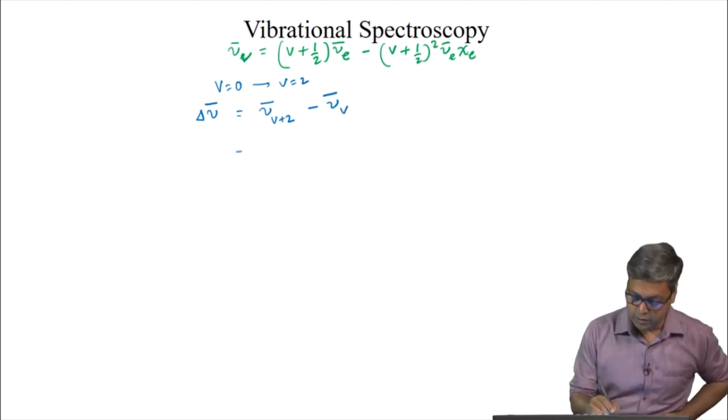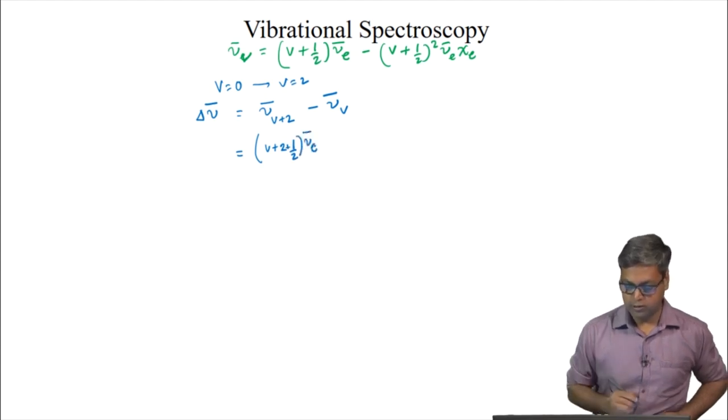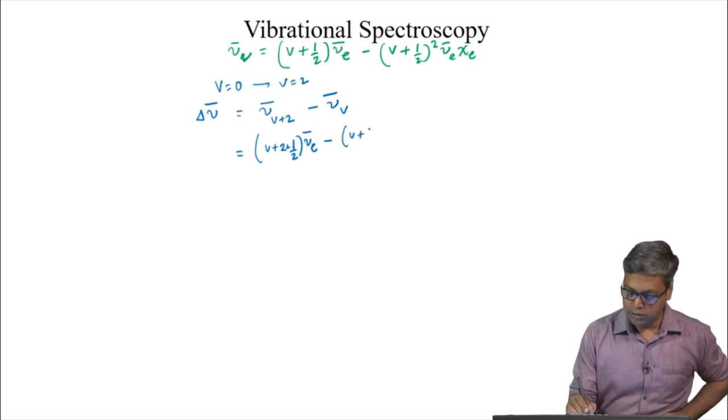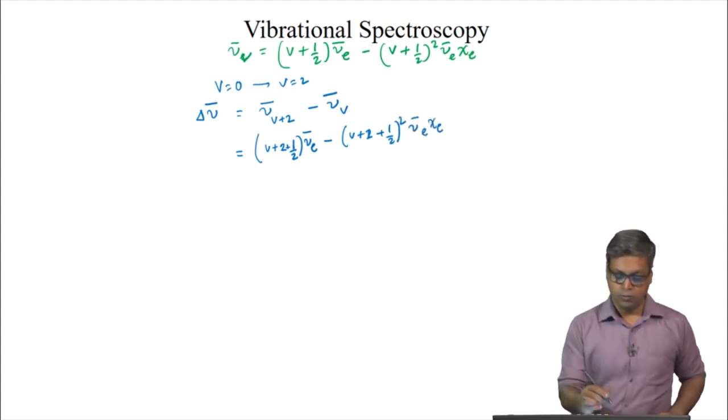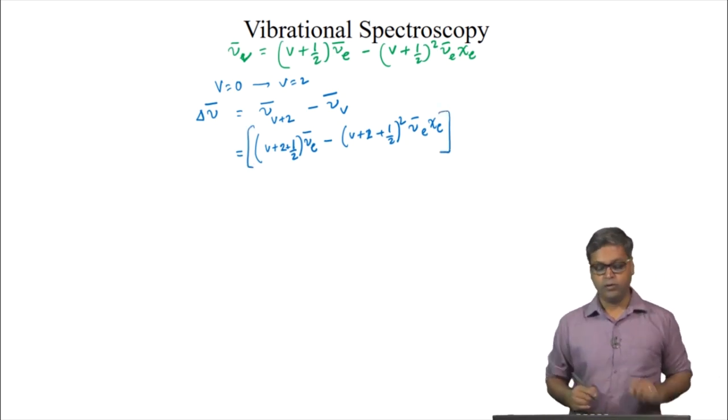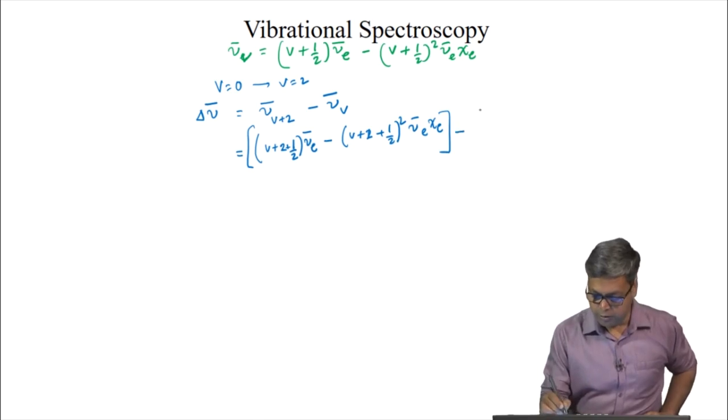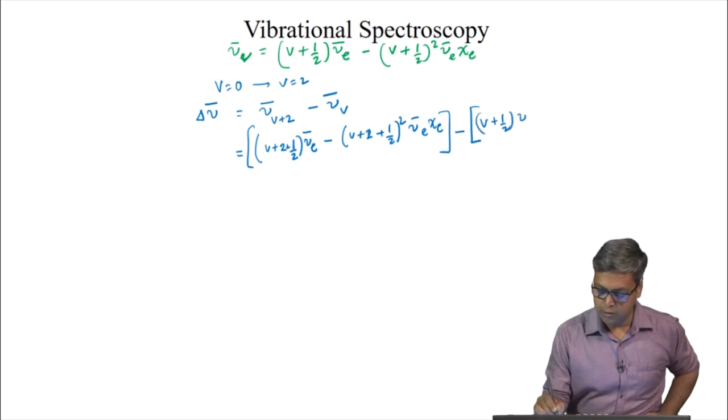So, now let us write. ν̄ of V plus 2 we can write as (V plus 2 plus half) ν̄_e minus (V plus 2 plus half) squared ν̄_e χ_e. So, this is one term, this is ν̄ of V plus 2, and now we have to subtract off ν̄ of V. So, that is (V plus half) ν̄_e minus (V plus half) squared ν̄_e χ_e.